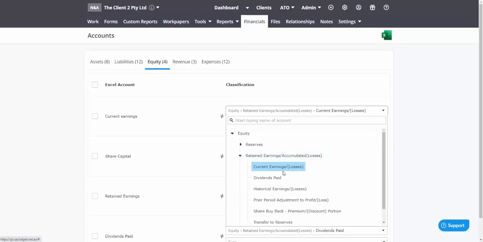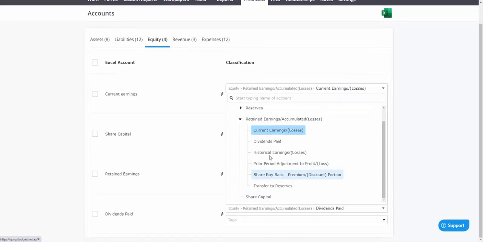Within your retained earnings, you've got your current earnings, any dividends that you pay out. Dividends always get paid out of retained earnings. Any historical earnings. Historical earnings is whatever rolls forward from the prior financial year. It could be losses as well. And same for the current year, could have losses in the case of a company.